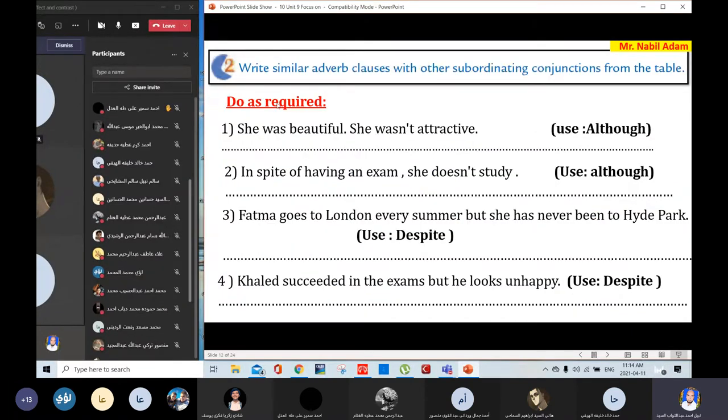Okay, now, write similar adverb clauses with the subordinating conjunctions from the table. Here we want to use the conjunctions in the rectangle: although, despite. Join these two sentences using the conjunction.